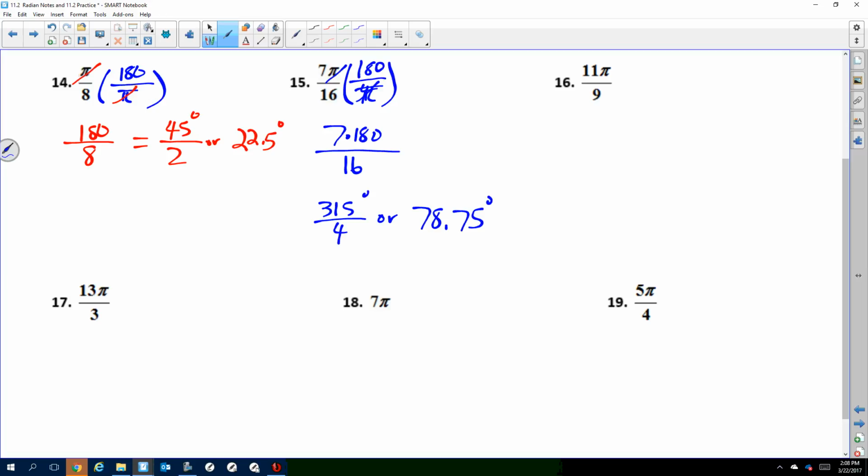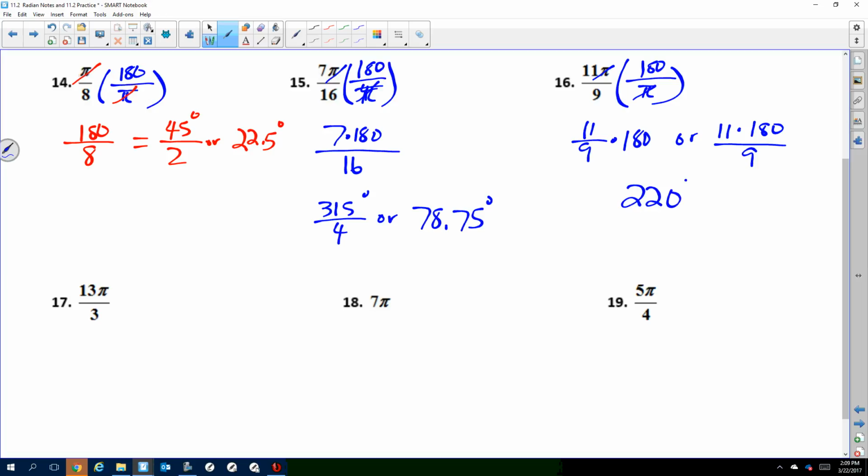So same here. We have 11 pi ninths. So we multiply by 180 over pi. The pi's cancel out. You can say 11 ninths times 180. Just take the fraction that remains times the 180. Or you can say 11 times 180, then divide by 9. And then that gives me 220 degrees.